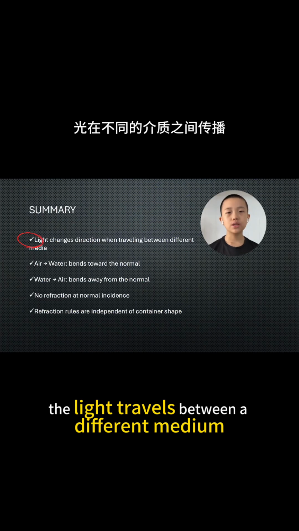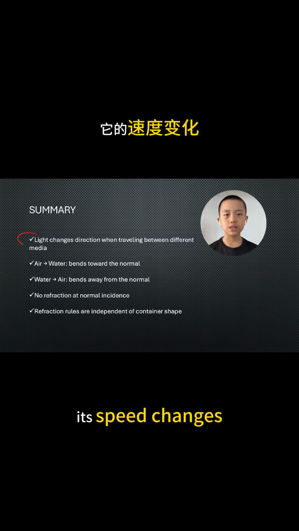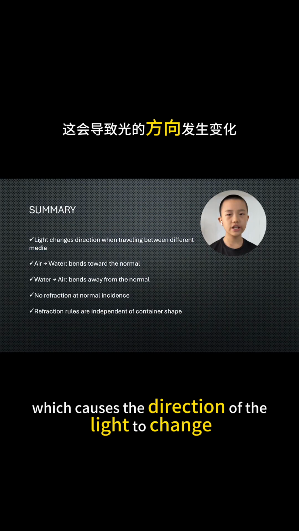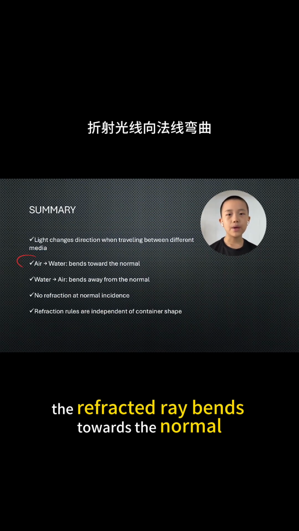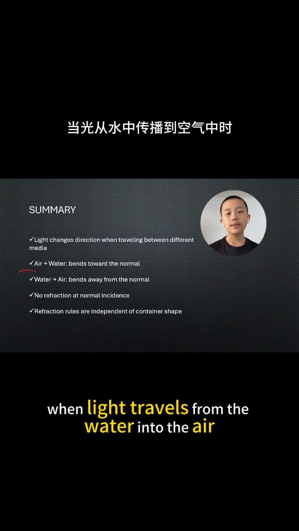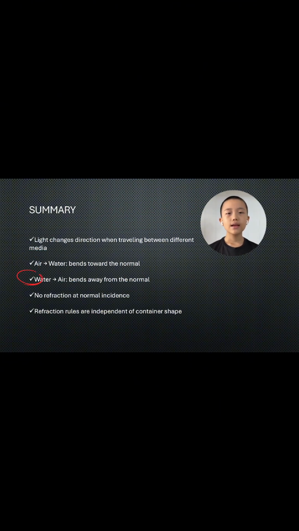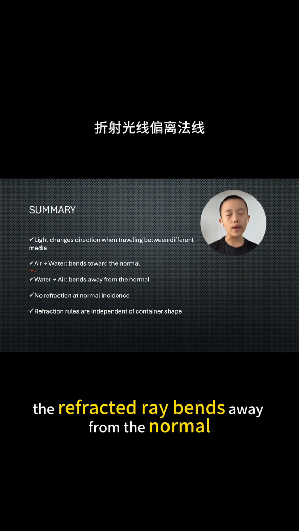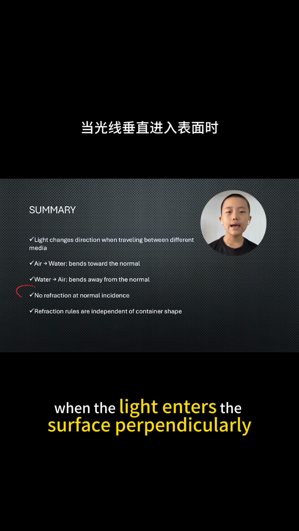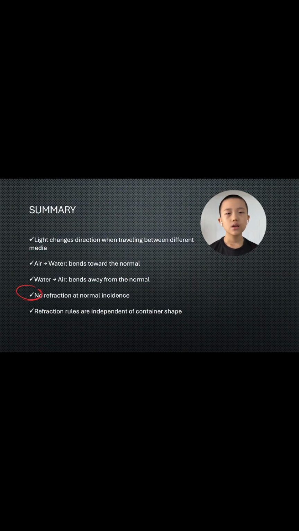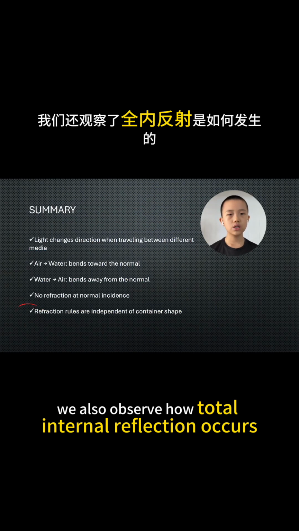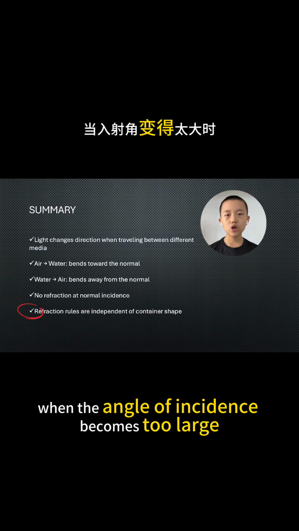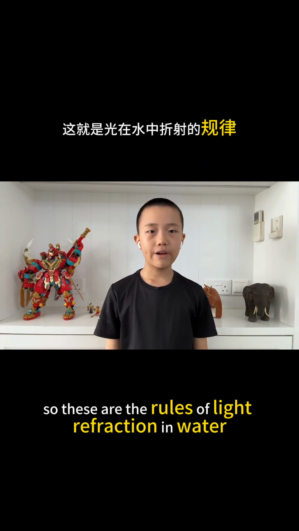The light travels within different media. Its speed changes, which causes the direction of the light to change. When the light travels from the air into the water, the refracted ray bends towards the normal. When light travels from the water into the air, the refracted ray bends away from the normal. When the light enters the surface perpendicularly, the direction of the light does not change. We also observed how total internal reflection occurs when the angle of incidence becomes too large. So these are the rules of light refraction in water.